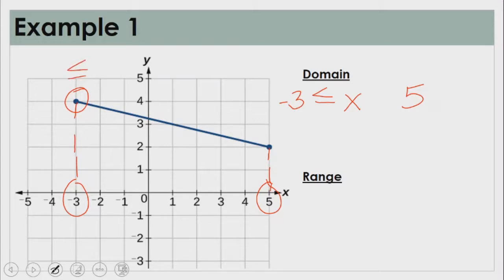And the value on the right, you are going to ask yourself, is it open or closed? This is also closed, so we are also going to use less than or equal to.